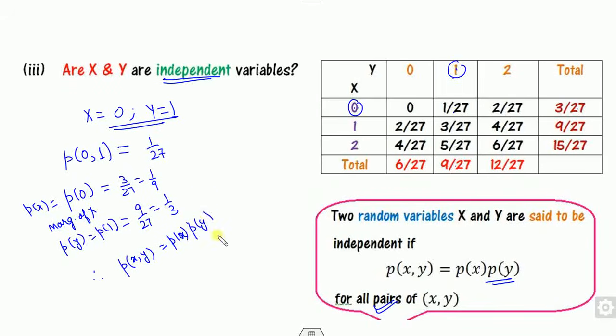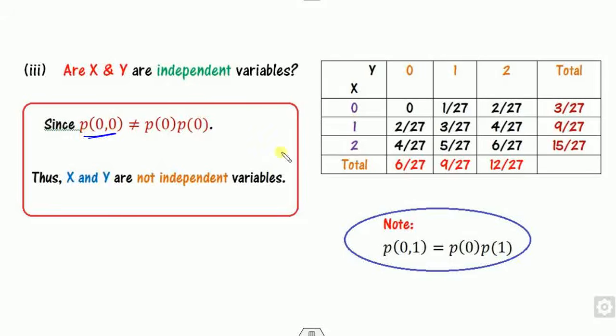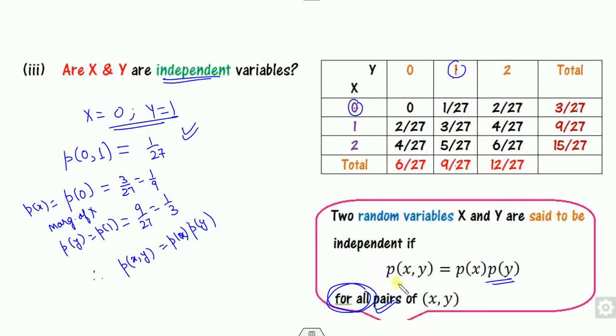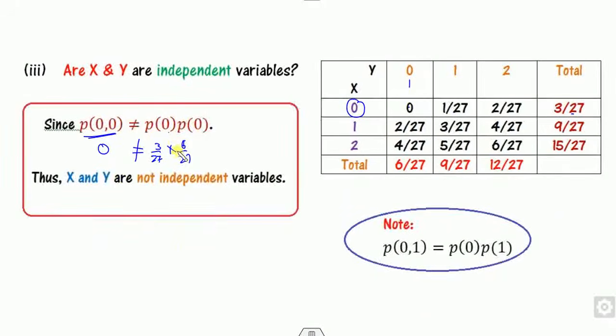But is it true for all the pairs? Because this is only for one pair. What about the other pairs? Look at that, if I just consider 0, 0, what is the value of p of 0, 0? What is the value of p of 0 for the x? It is 3 by 27, and this is 6 by 27. They are not equal. Remember that whenever you are talking about independence, this is for all pairs. Since this is not satisfied here, it means they are not independent. So this is true for one pair, but not true for all x and y. That's why they are not independent.